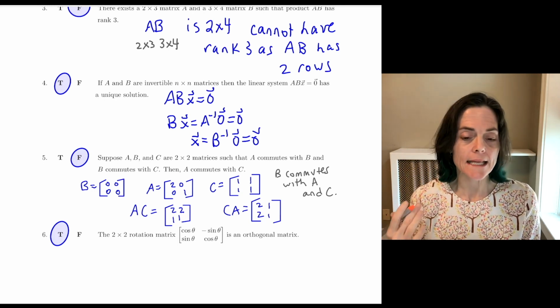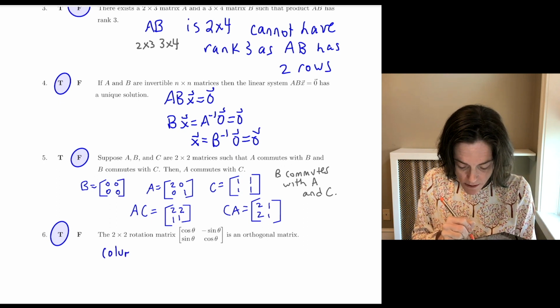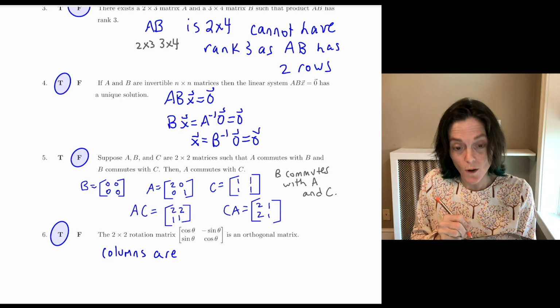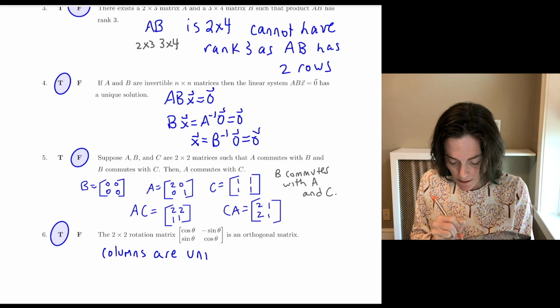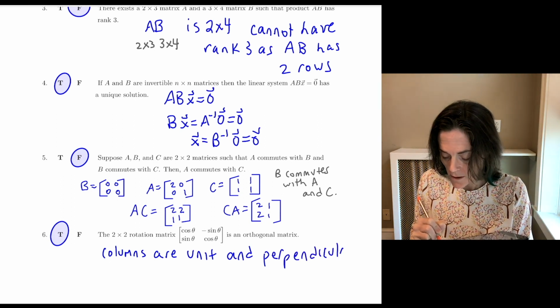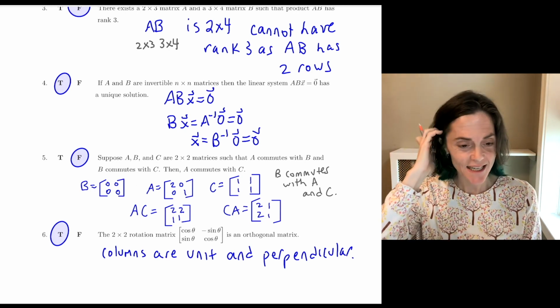But also, you could just think about this as a matrix. We notice that the columns are, what do we need? Well, we need orthonormal. They are unit and perpendicular. Maybe I will just say this. So this is enough. As I mentioned, you could also think about the geometric action.